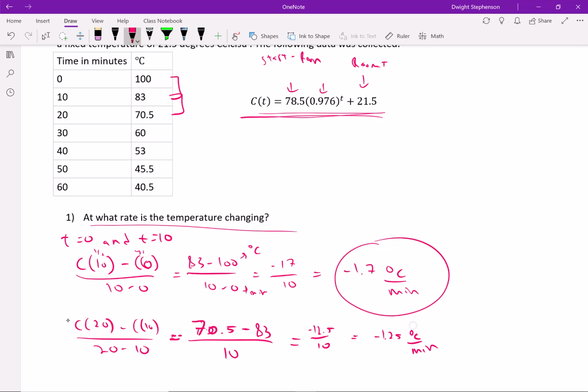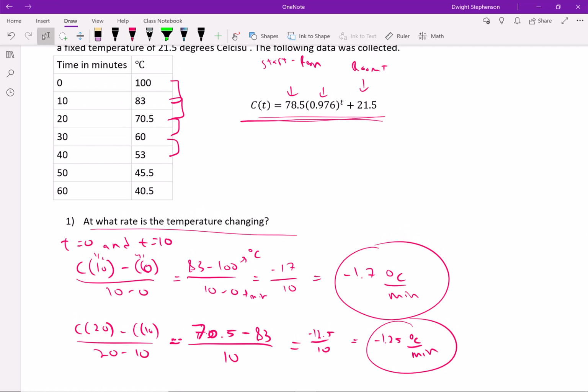And you can see the rate of change has changed, right? It's not a constant rate of change, it's changing. And so you could even do this for every single value in here, and you'd notice that it gets different, right? Because these are average rates of change.